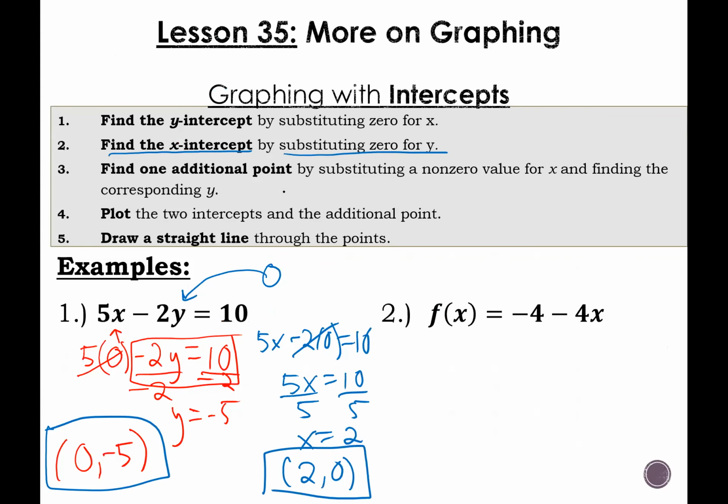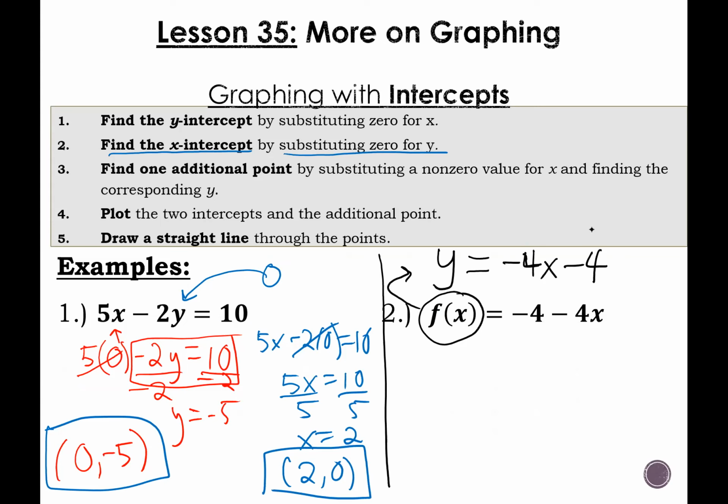Now let's go back and do number 2. This one already looks a little bit different because there's no y, there's f of x. The first thing I'd like to remind you is anytime you see f of x, that's really the same thing as y. Now I'm going to rearrange these terms. I don't necessarily need to, but I have y equals mx plus b in my mind, and I'd like us to get in the habit of writing equations in that order.